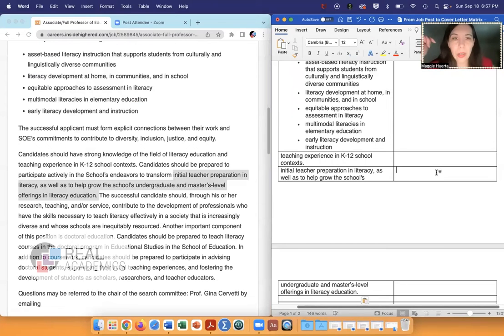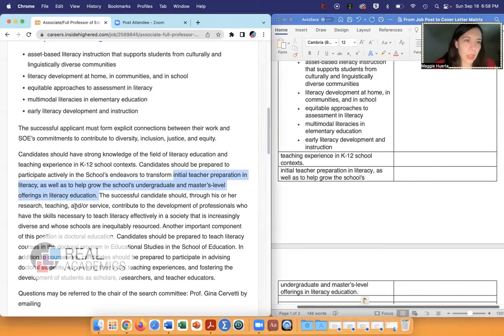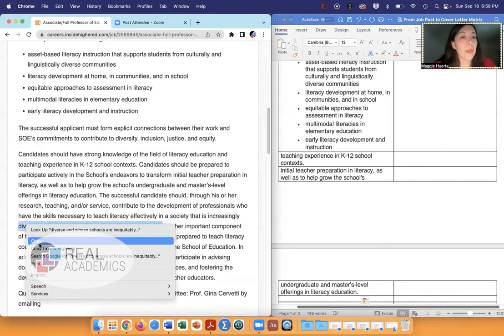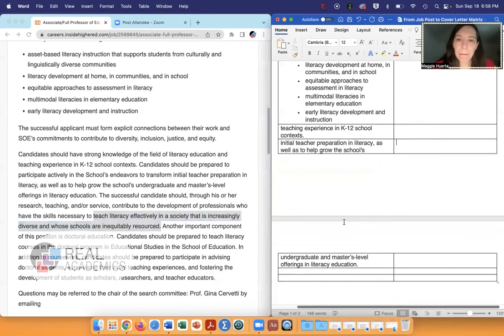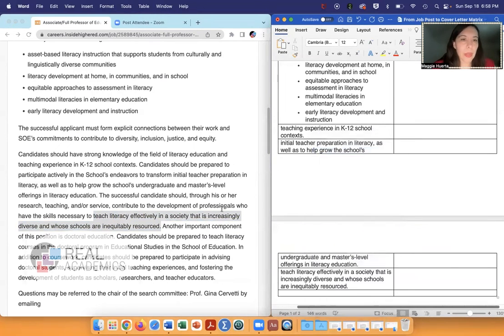And remember, this is not an entry-level position. So if you're looking for your first academic job, this would most likely not be in the job requirements. I mean, who knows? I don't know, but it might or might not be. But the successful candidate should, through his or her research, teaching, and/or service, contribute to the development of professionals who have skills necessary to teach literacy effectively in a society that's increasingly diverse and whose scholars are inequitably resourced. So I could really speak to my experience doing this, actually. Right, so I'm going to put that there.